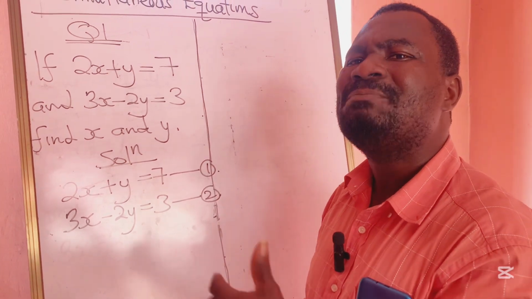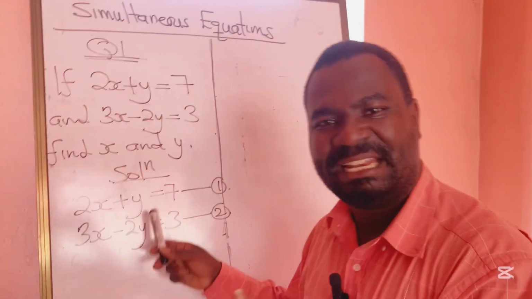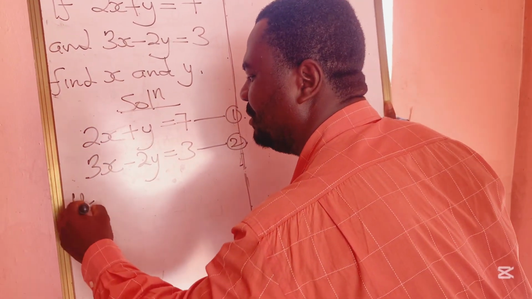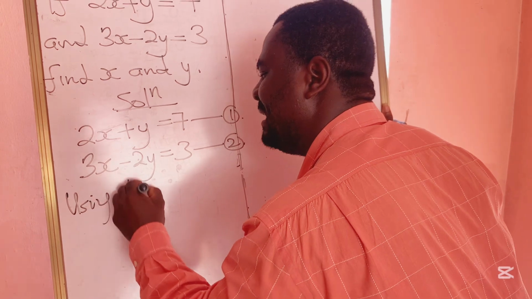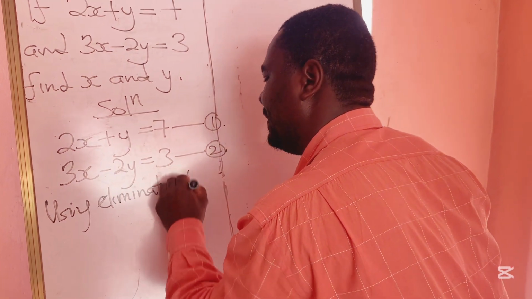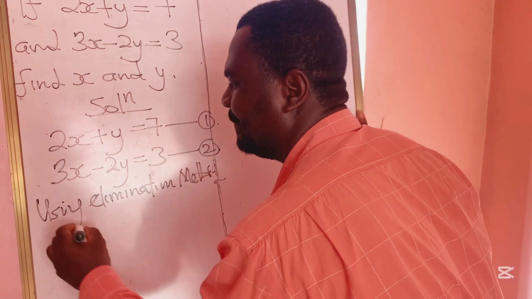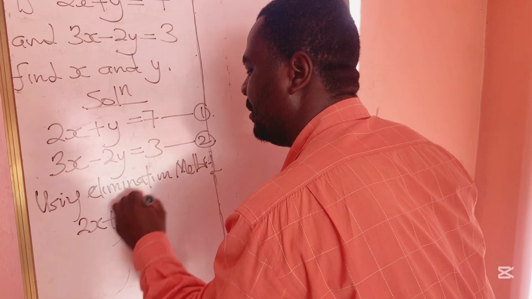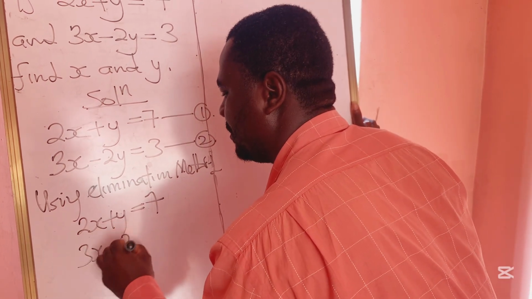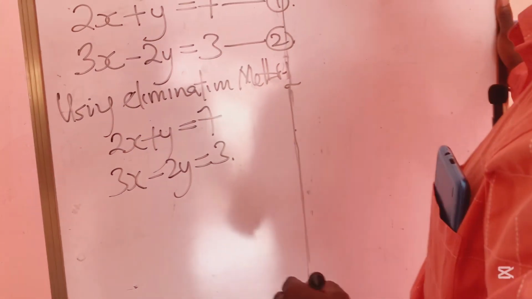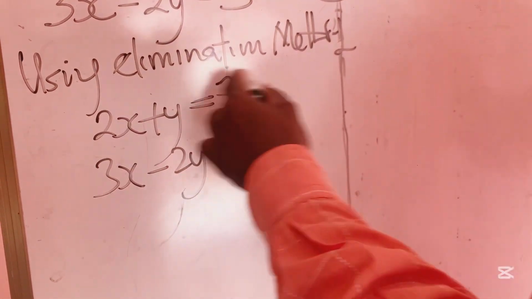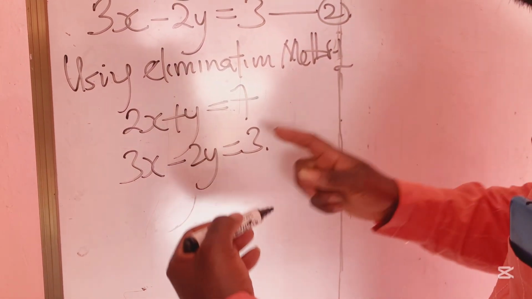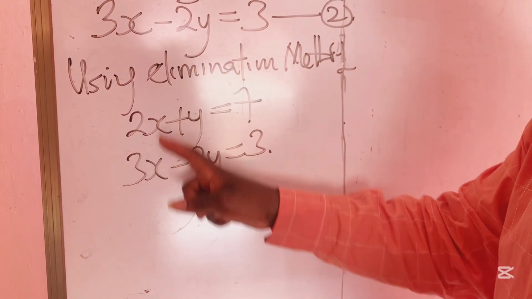So the question is, what method are we going to use in solving this simultaneous equation? We are going to use the elimination method. With the elimination method, you write the equation again. Because of the name, elimination, we are going to eliminate one of the variables, and to be precise, the variable I want to eliminate is the x variable.